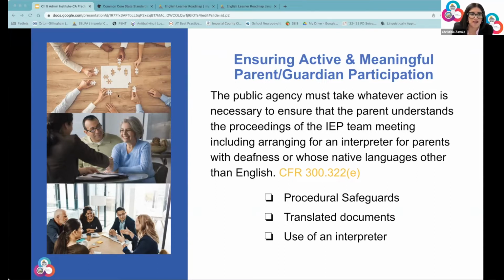And also, if a parent is requesting documents to be translated, we ensure that those documents are provided to the parent in their native language to ultimately ensure that the parent is providing informed and meaningful consent, informed consent and participating within the IEP process in a meaningful way. And we need to support our IEP teams in the use of an interpreter. So if a special education teacher comes to you requesting or trying to access the use of an interpreter, we support our teams in that area of need.